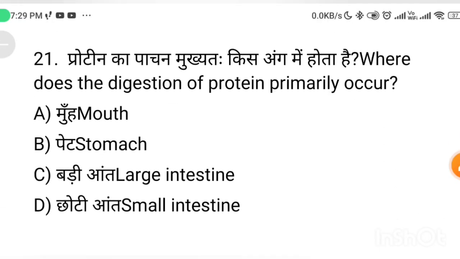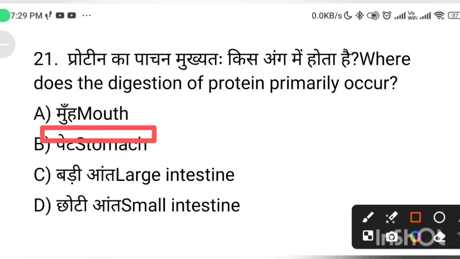Where does the digestion of protein primarily occur? Option A, mouth. Option B, stomach. Option C, large intestine. Option D, small intestine. Correct answer is option B, stomach. And the majority of protein digestion occurs in the small intestine.